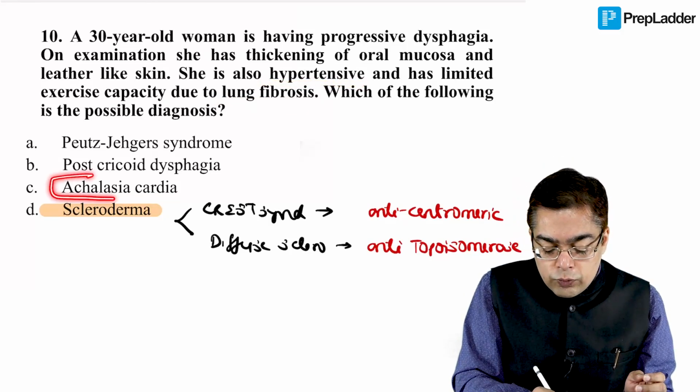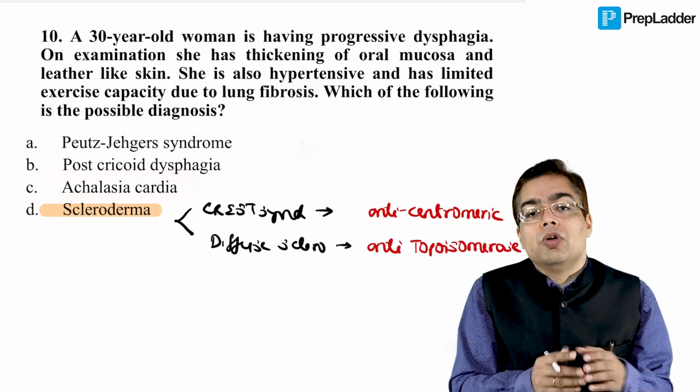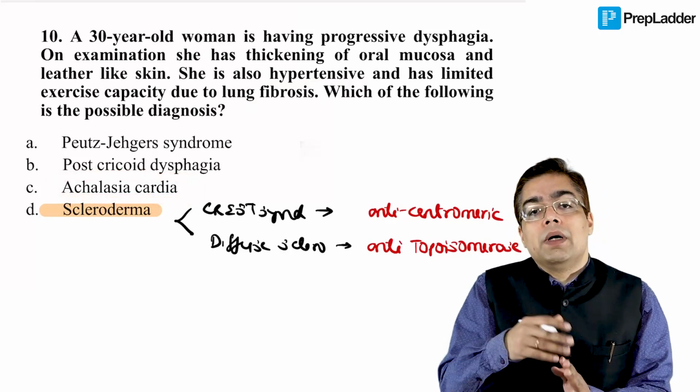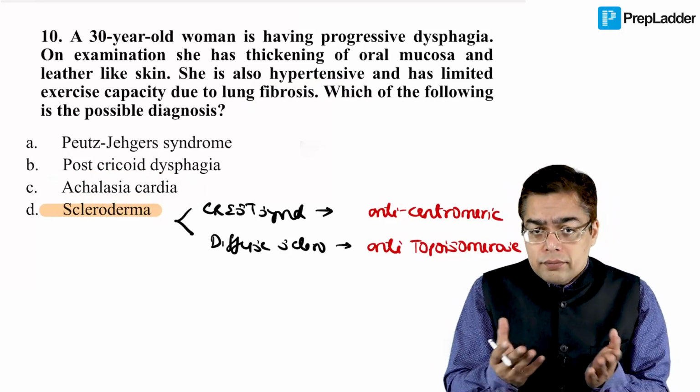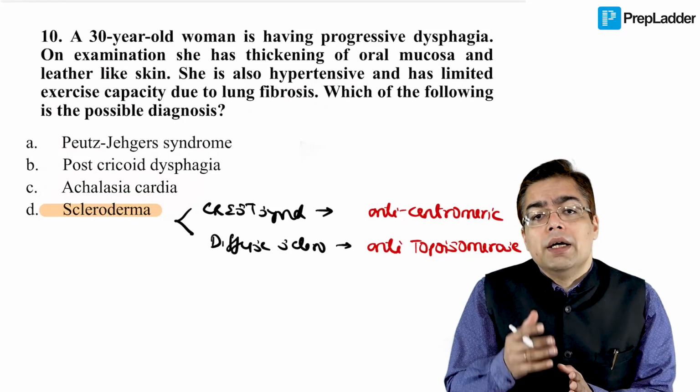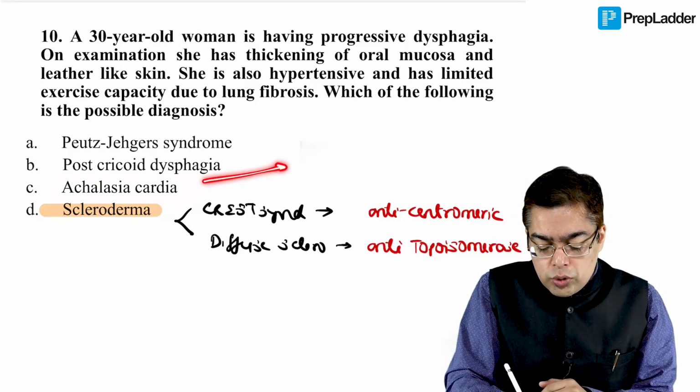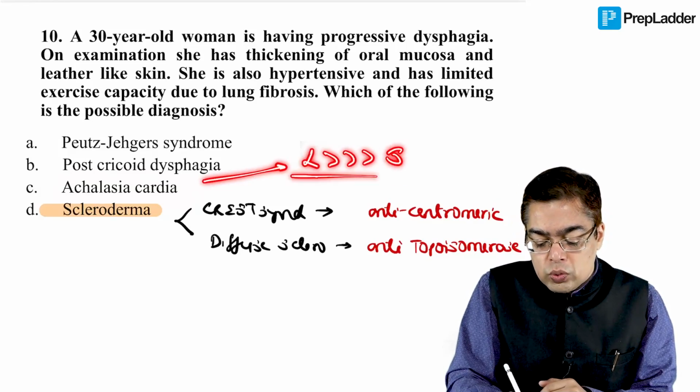Achalasia cardia history usually would talk about the fact that patients have trouble in swallowing a particular type of food material as well. And as I believe a lot of you understand, in case of achalasia cardia, the trouble is going to be more for liquid food in comparison to solid food.